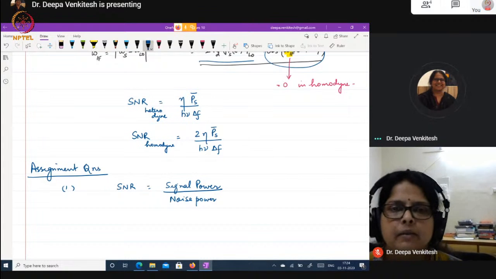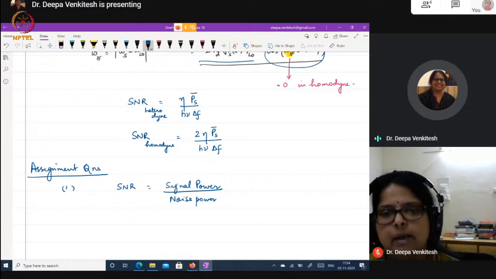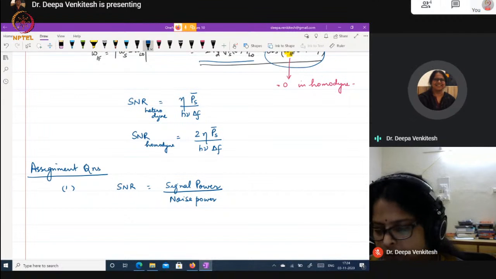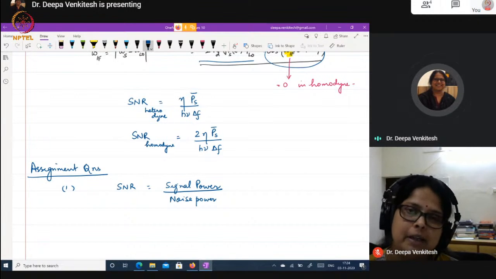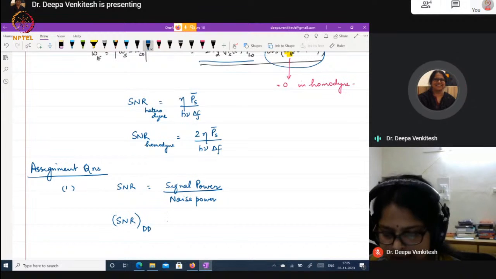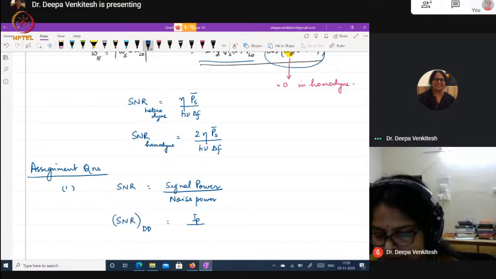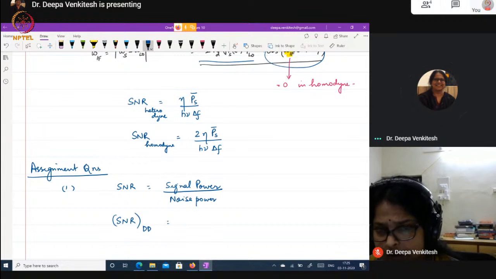So for SNR, we always calculate electrical SNR, which is electrical signal power divided by electrical noise power. We should also remember, whenever you calculate signal power, do you take peak power or average power? I told this in class, that you have to mention it. If it is not mentioned, it is typically average SNR. So SNR for a direct detection receiver is average signal power, which is the photocurrent squared divided by resistance.